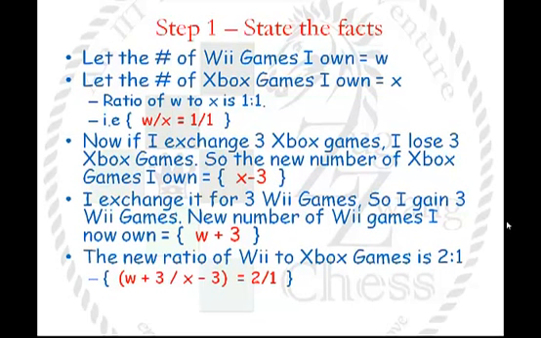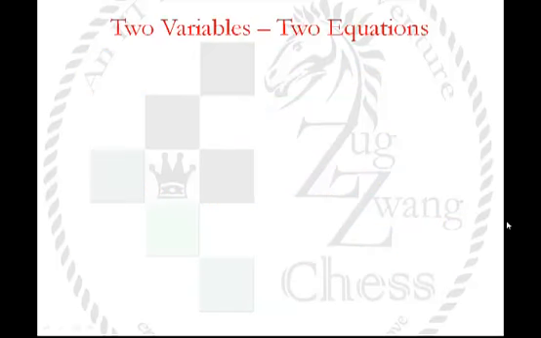So converting that into fractional form, it's (W plus 3) divided by (X plus 3), which would be equal to the fractional form of the ratio, which is 2 by 1. So now what I have is two equations and two variables. The two variables being W and X, and two equations that I found, one from the current ratio and one from the new ratio. Now let's go and find out those equations, right?